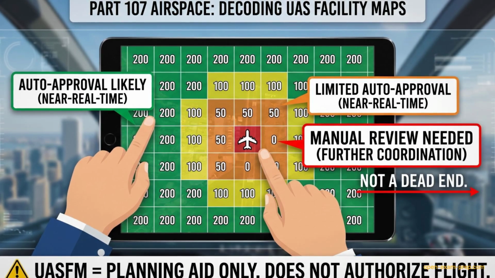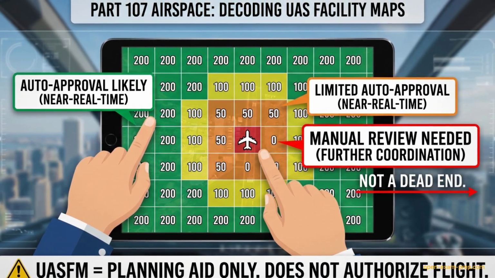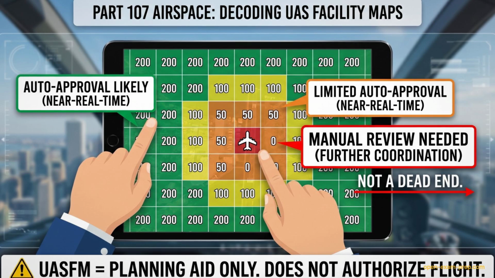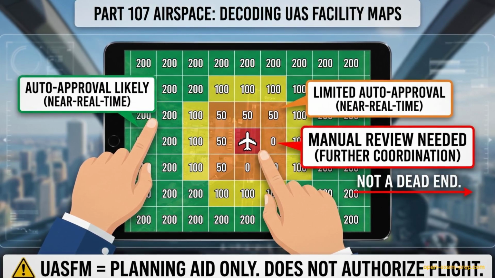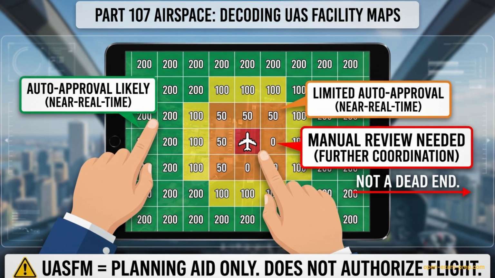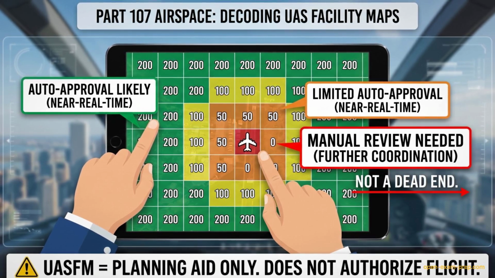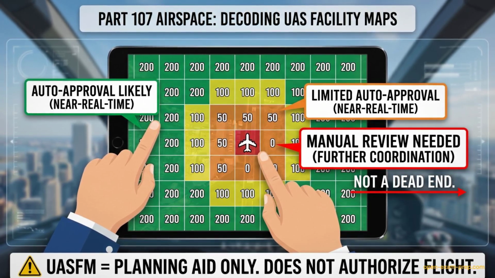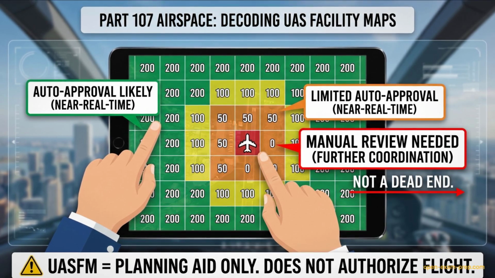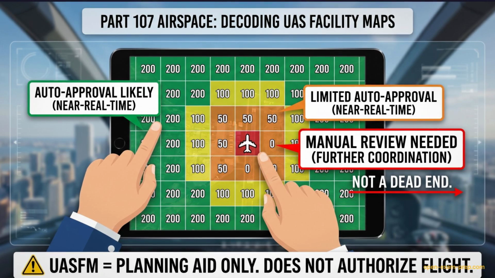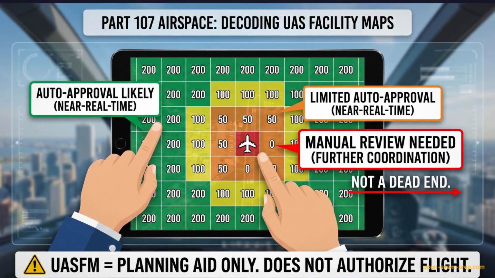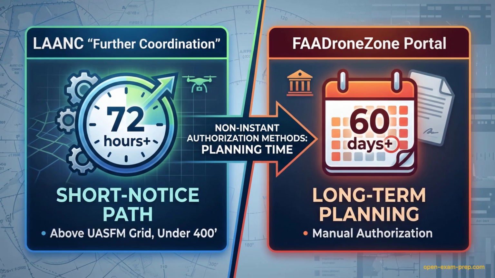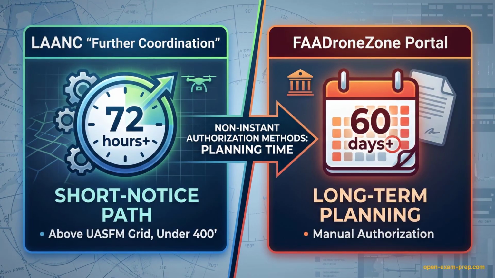UAS facility maps, or UASFMs, are essential for LAANC planning, but they are not an authorization by themselves. The numbers on the map grid show the maximum altitude the FAA can likely approve automatically. A 100 on the grid means a request up to 100 feet AGL will probably process quickly. A 0 grid doesn't always mean you can't fly. It just means a near real-time approval is not available, and you'll need to submit a request for further coordination that requires manual review. What if your flight is above the grid altitude or at a non-LAANC airport?